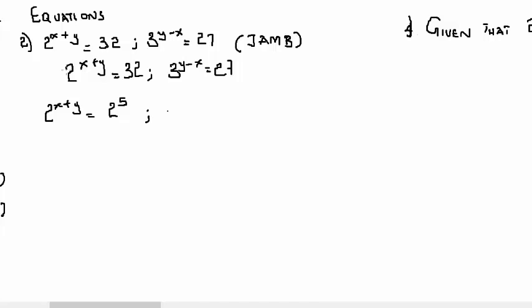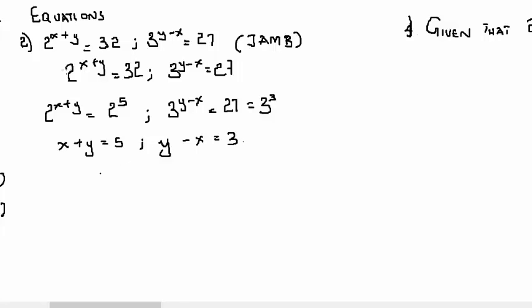Now, for this other one, I have 3 raised to power y minus x, which is equal to 27. So I have 27 here. Now let's solve this. x plus y is equal to 5. Don't forget, 27 is also the same thing as 3 raised to power 3, like we did earlier. Now for this one, y minus x is equal to 3.